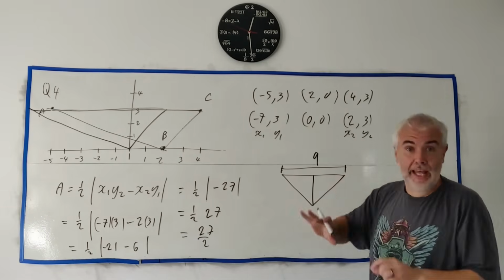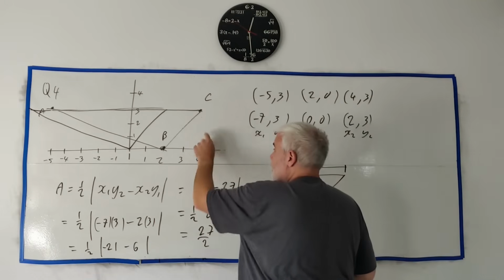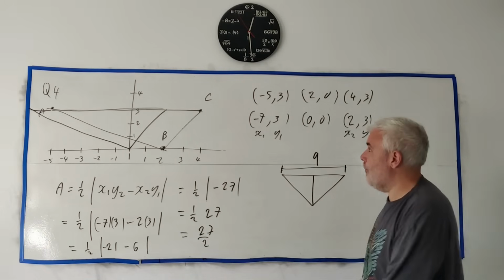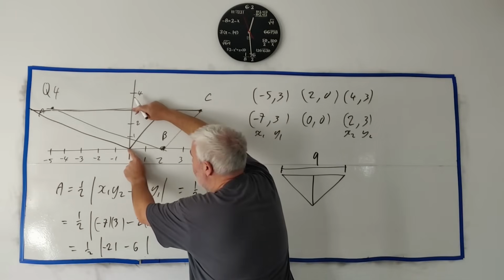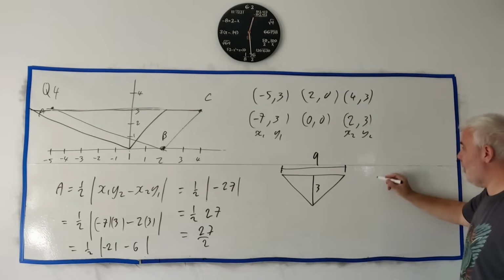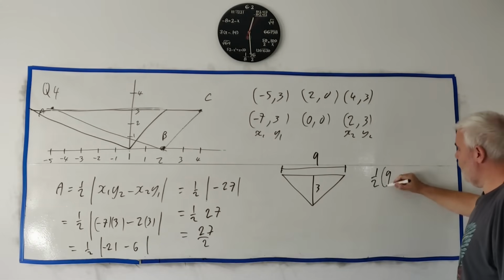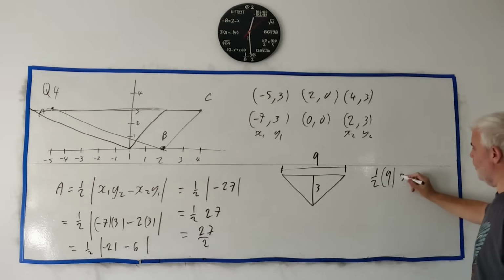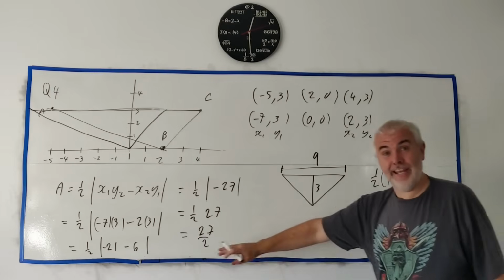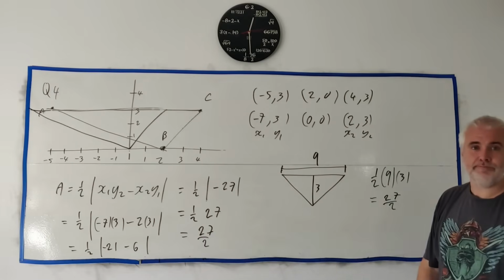You can do the length formula, but you don't have to. It's simply all the way from 4 down to minus 5. It's 9 long. How high is it here? It starts at 0, goes all the way up to 3. It's 3. That's it. Half the base is a half times 9 times the height, 3. It's 27 over 2. Same answer if we did it that way.